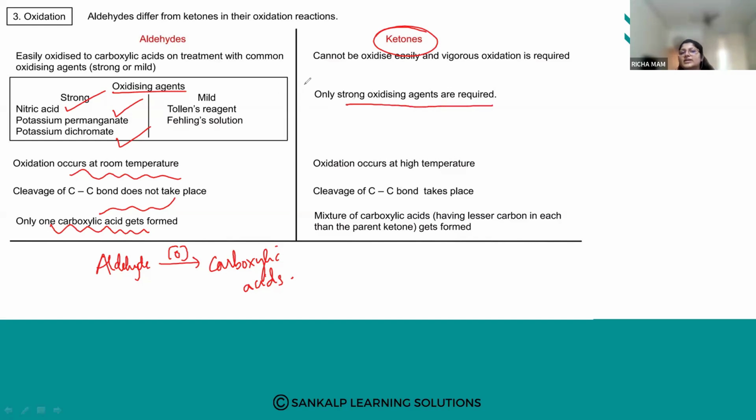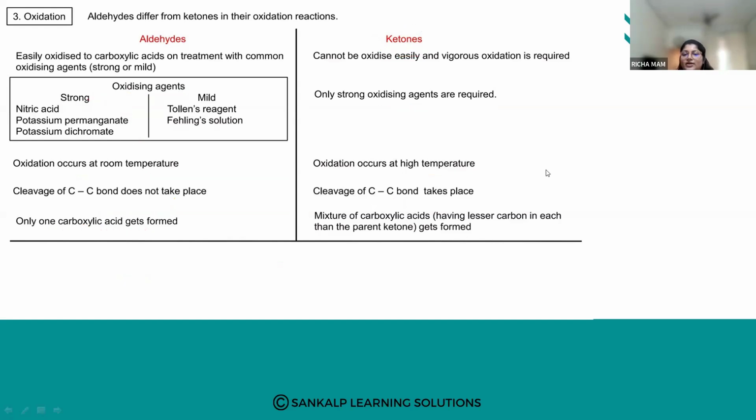So when you are using an oxidizing agent for an aldehyde, you can use either strong or mild. But when you are oxidizing a ketone, you have to use only a strong oxidizing agent. Here the oxidation occurs at high temperature. Then the cleavage of the C-C bond takes place, and a mixture of carboxylic acids is formed.